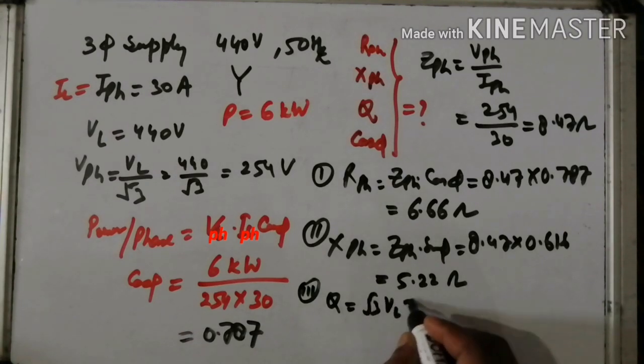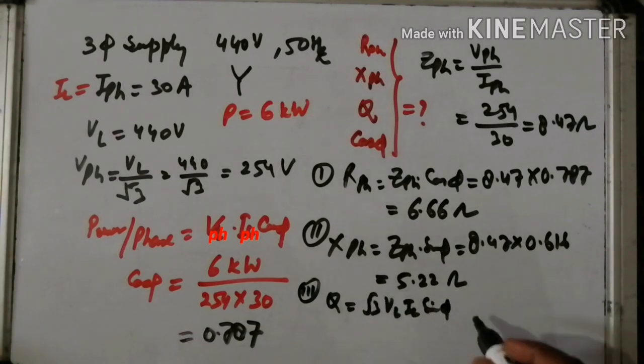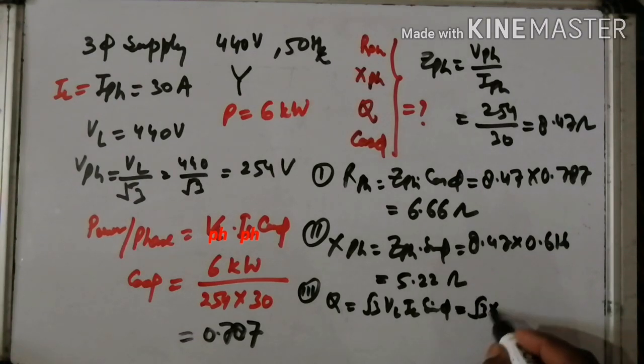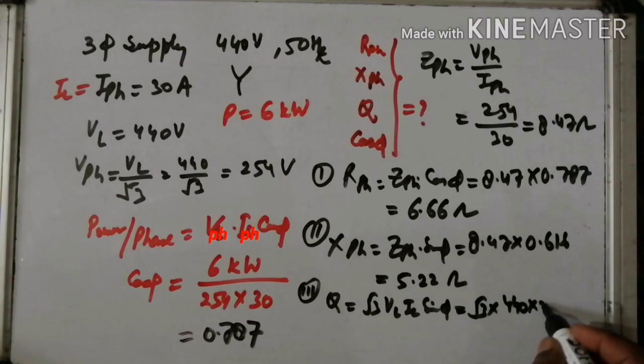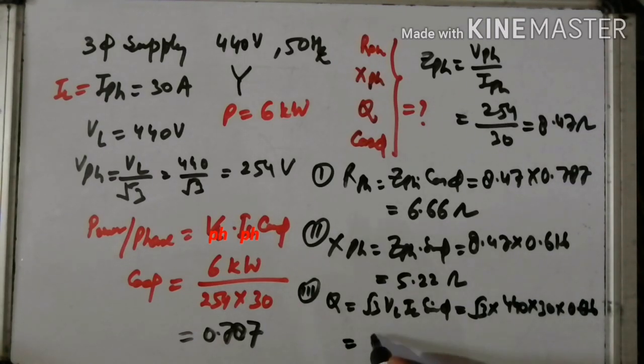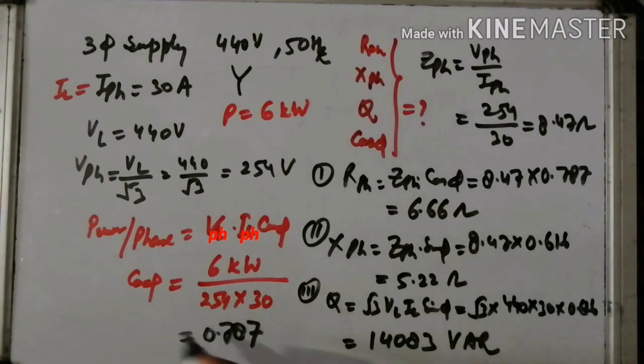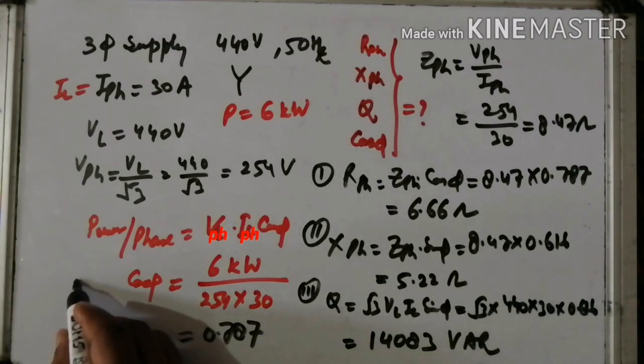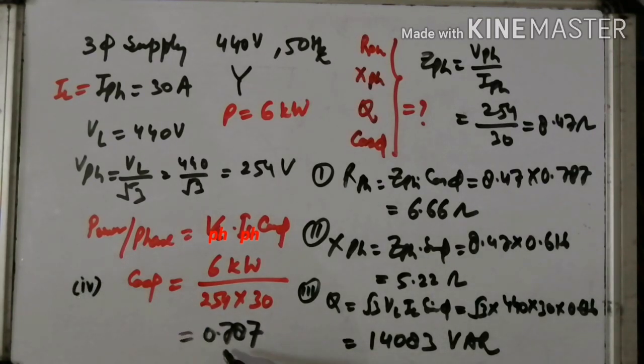Reactive power Q is equal to root 3 VL IL sin phi. It is under root 3 VL, it is 440 into 30 into sin phi, that is 0.616. After the calculation, it is 14083 volt ampere reactive. And this one is the cos phi. This will be the fourth part, 0.787 lagging.